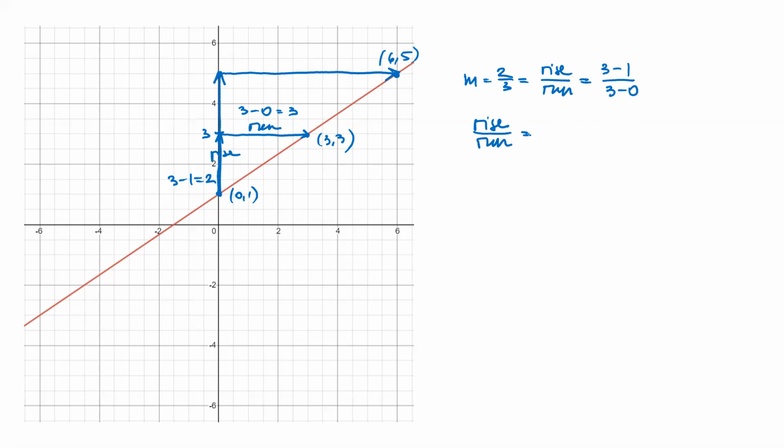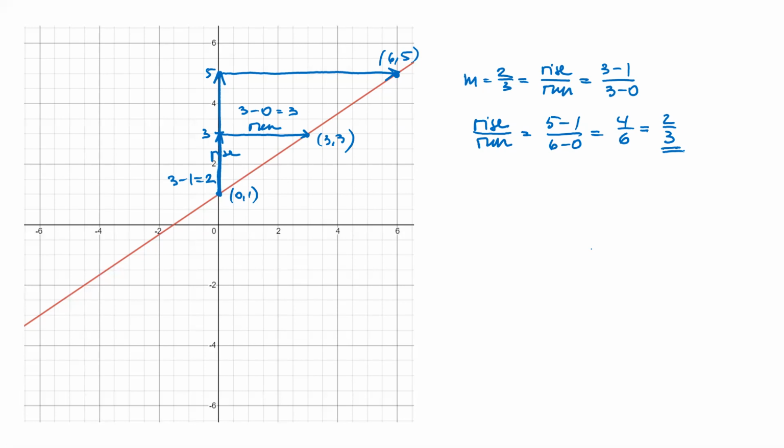So the difference between y coordinates is going to be what? 5, this is 5, this is 1, so 5 minus 1. The difference between x coordinates is going to be what? 6 minus 0 equals 6. So this is going to be 4 over 6, but 4 over 6 could be easily reduced to 2 over 3. So what do I get? I get the same ratio.